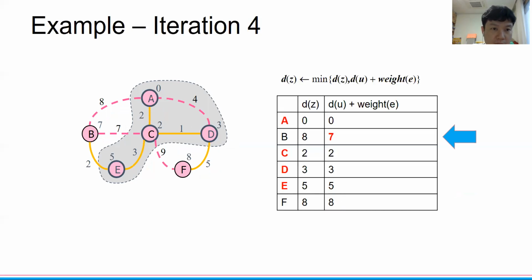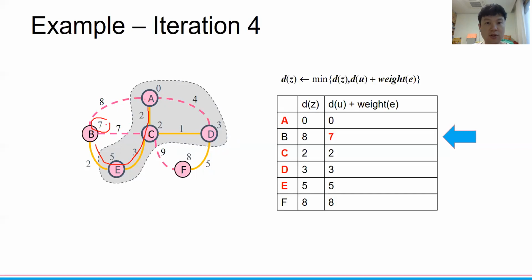Now if you go to B, we have A to B, which is 8. And going to B from A, C, B is 2 plus 7, which is 9. And there's a possibility to go to B through this one, 2 plus 3 plus 2, so it means 5 plus 2, 7. Oh, this is shorter.